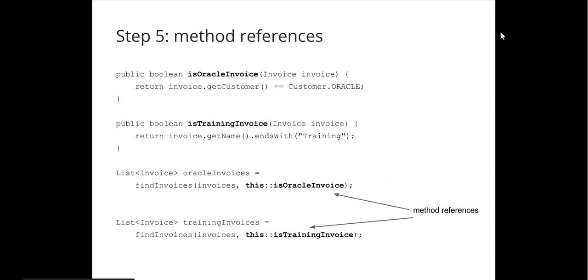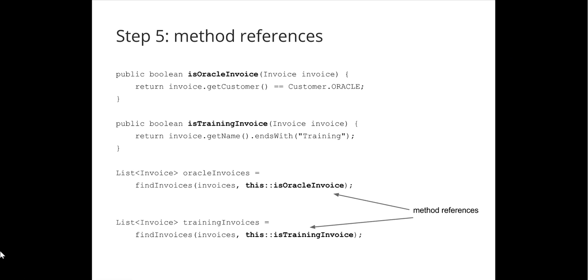One way of doing that in Java 8 is, let's model selection of an invoice through a regular method that has a meaningful name matching the business problem. In this case, we want to check if the invoice is from Oracle. So I'm going to have a method here called isOracleInvoice that takes the invoice and just checks if it's actually coming from Oracle. I may have a different requirement which checks that the invoice is training related, so has a suffix training.